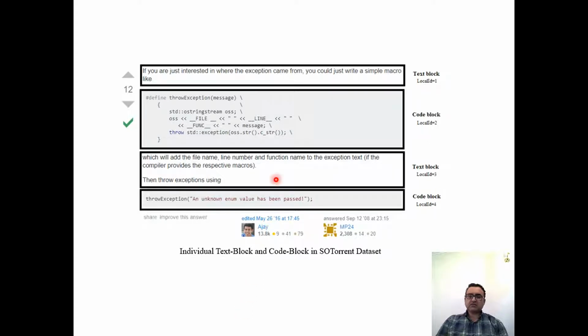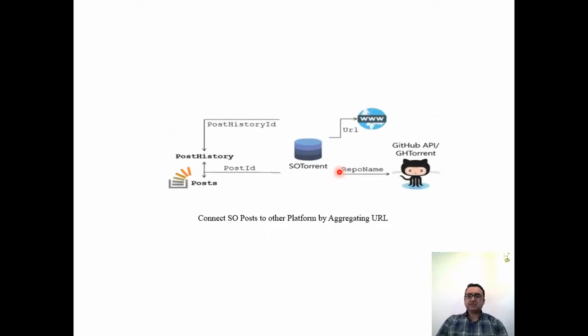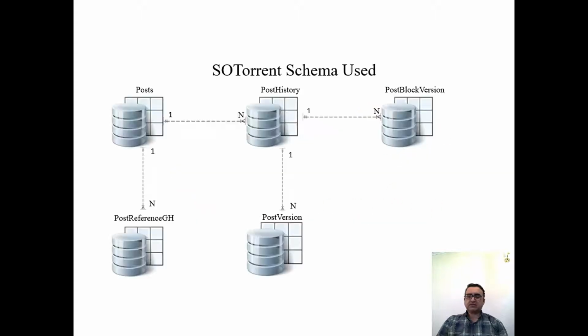SOTorrent does two interesting things. First, in each post, based on some heuristics, it extracts code from the text. In addition, based on some other heuristics, it finds how this code has migrated to other projects. So basically, we have code snippets and references to other projects for each post within SOTorrent.